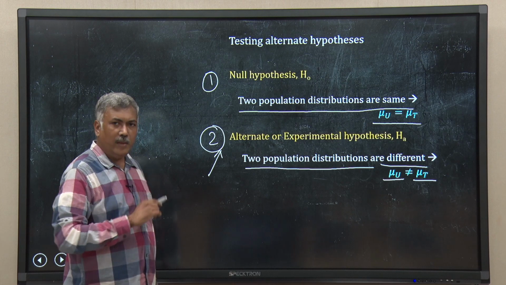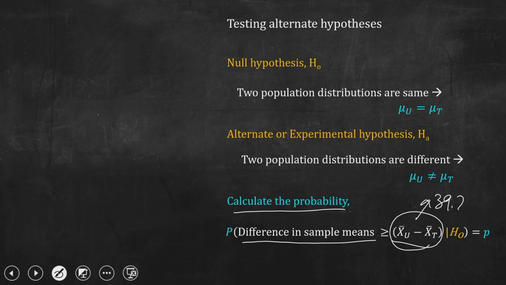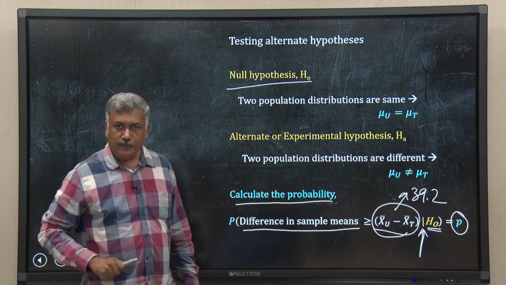So, once I have these two hypotheses, then I want you to calculate a probability. What probability? I want to calculate the probability that the difference in sample means, when you are again sampling from the population, will be greater than or equal to the observed difference. What is the observed difference in this case? That is 39.2, if I am not doing a wrong calculation. Given, this is important, given H0 is true, that means the null hypothesis is true, I have to calculate this probability and we will call this probability the p value.